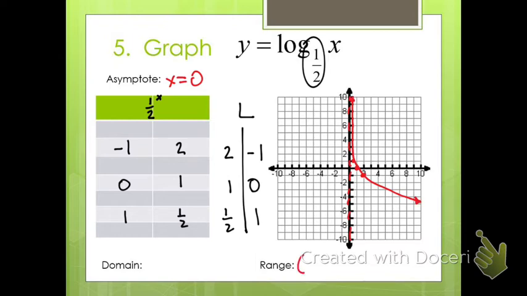Okay, my range is going to stay the same for all of these. It's going to be -infinity to +infinity, and you would think the domain would change, but it doesn't. It still goes from 0 and it goes to the right to infinity. And remember, we only care about this asymptote, so 0 to infinity would remain my domain for this problem.